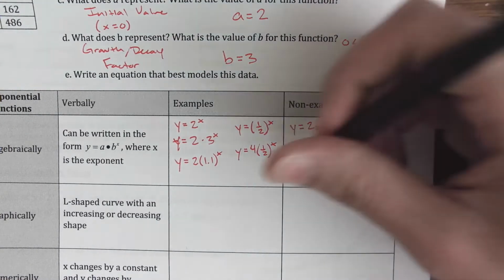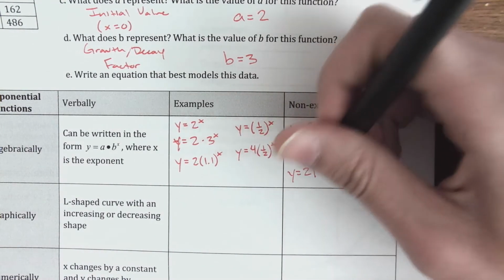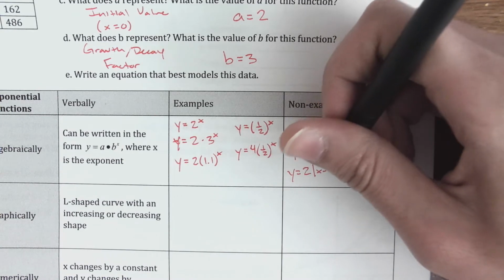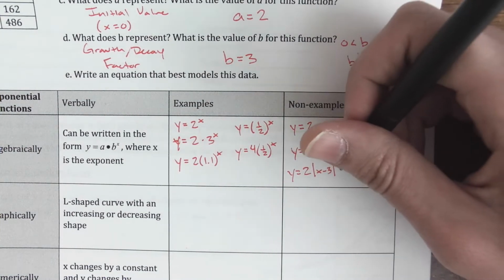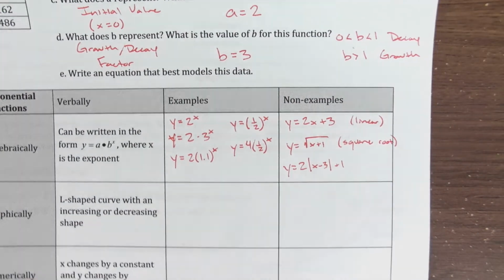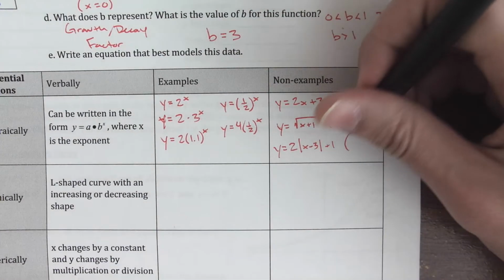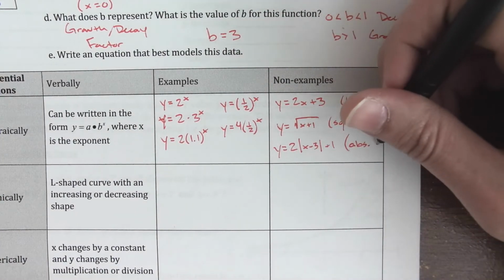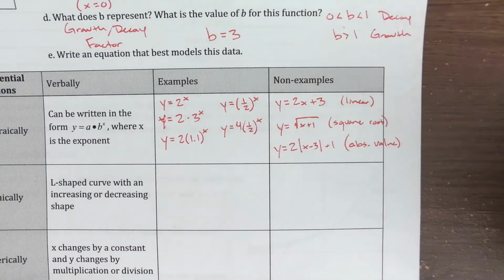And you can also say like y equals 2 times the absolute value of the quantity x minus 3, and we could say plus 1. This is the absolute value function. So as you can see, the exponential function is a distinct function. It's a new function.